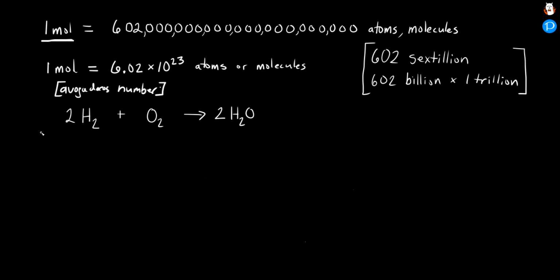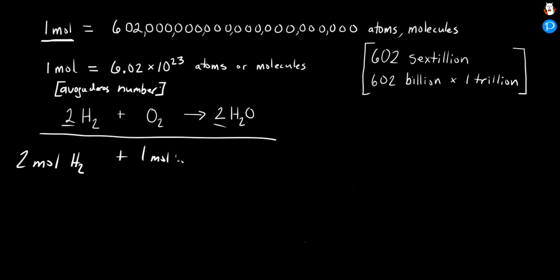So if we look at this equation right here, 2H2 plus O2 to give 2H2O, so hydrogen and oxygen combining to make water. These numbers in the front here, which balance out the equation, they tell us how many moles of each substance that we've got. So this equation right here is telling me that it takes 2 moles of H2 combined with 1 mole of O2 to make 2 moles of H2O.